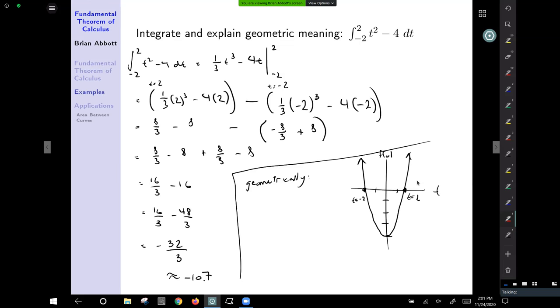That means that this integral calculated the signed area trapped by this curve and the x-axis. What this tells us is that the signed area, and I put it in quotes, is equal to -32/3, which is about -10.7. If we did this on a grid, you could probably count out that there were about 10.7 squares in there, square units. So yeah, let's plow forward and do lots more examples of these.